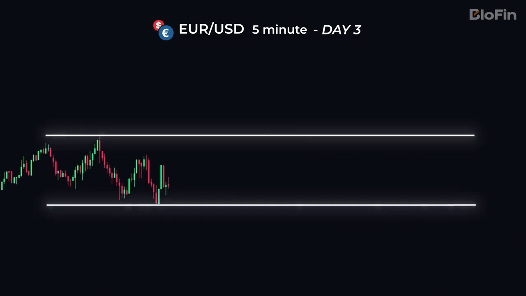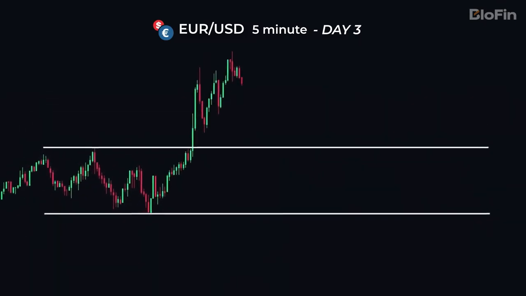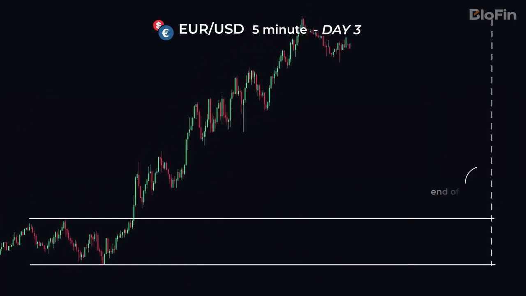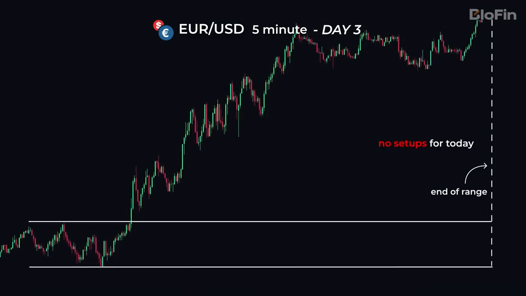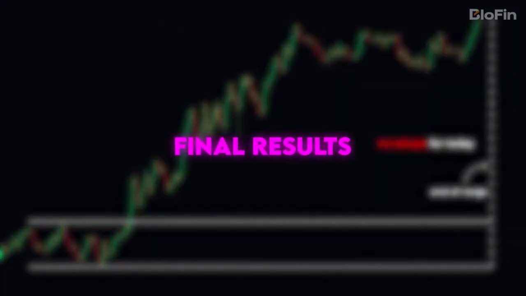On the next day, we have the 4-hour range marked. Price then broke above the range high and stayed there without re-entering, which means there were no setups taken for today. So, let's see the final results.